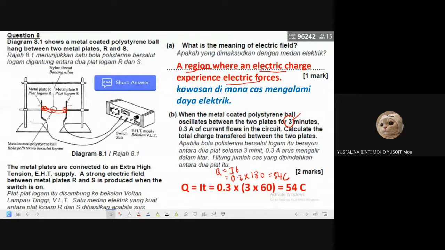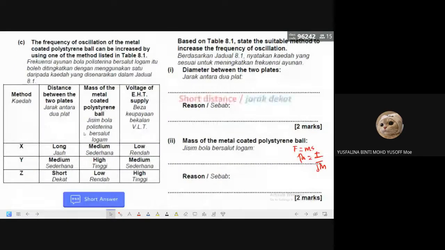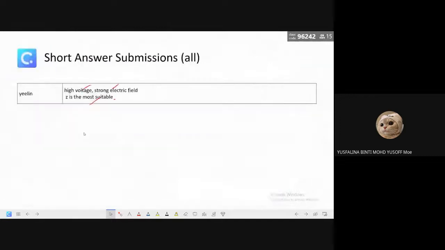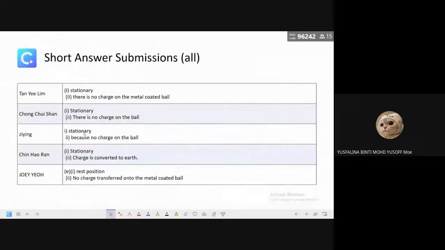So there will be no charge here, because the current can flow through the copper thread here. So when it flows, it goes here, then it will be earth. The charge will go to earth. Okay, so this one, let's see your answer. Yes, very good.